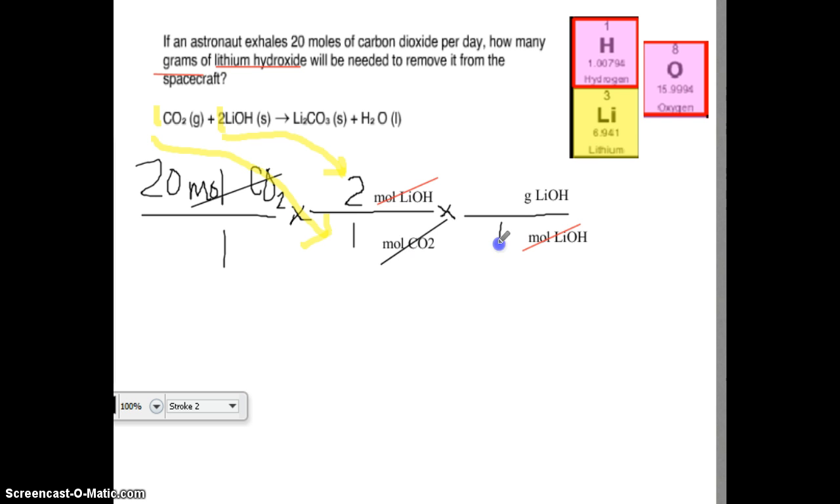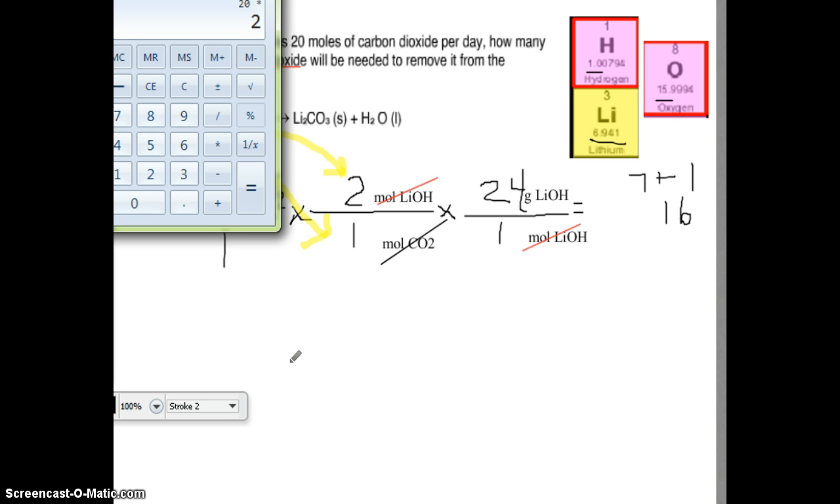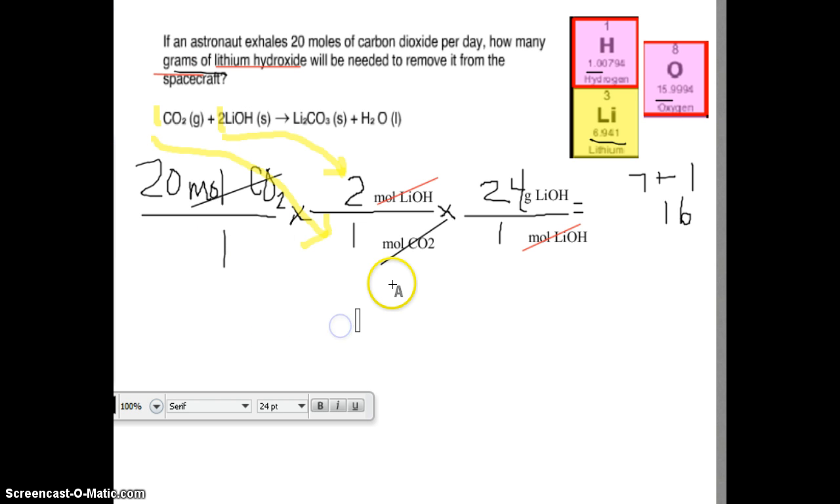Okay, so in 1 mole, how many grams do I have? Well, I have 1 lithium, which is 7. I have 1 hydrogen, which is 1, and 1 oxygen, which is 16, which gives me an answer of 24. And then I look, my final unit is grams of lithium hydroxide, and that's what I wanted. So I put it in my calculator. I put in 20 times 2 times 24, and I get 960. But we want to write what it is, 960 grams of lithium hydroxide.